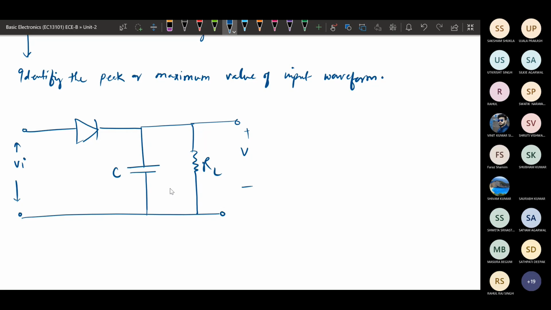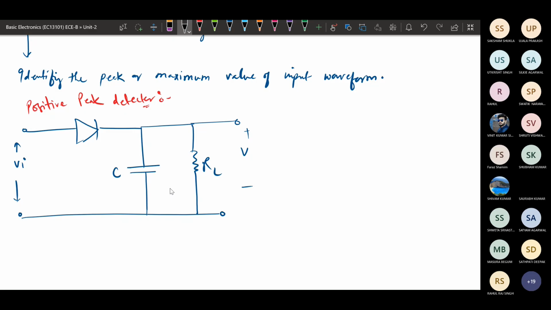So here, first of all, it is a positive peak detector. From the circuit itself you can identify that this diode will only be passing the positive half.